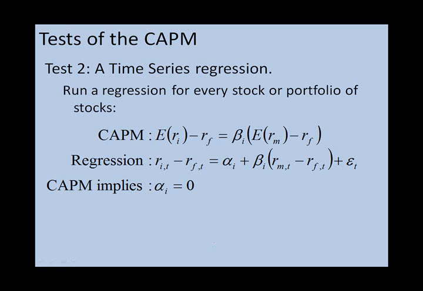Now recall, the time series approach involved running a regression for each stock or portfolio of stocks, and the regression is specified here. We need to look at the excess returns on a portfolio or a stock and regress those on the excess returns from the market. What we're testing is the intercept. If the CAPM holds, the intercept, or alpha i, should be equal to 0.